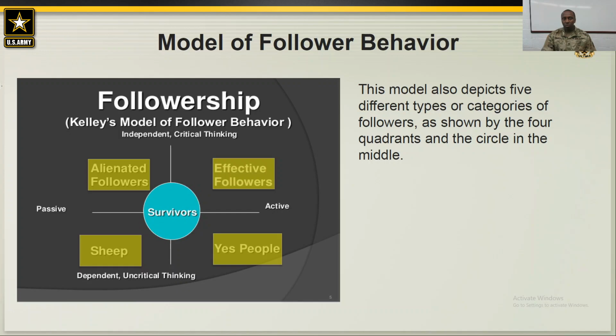The model also depicts 5 different categories of followers, as shown by the 4 quadrants and the circle in the middle. These categories are effective followers, alienated followers, sheep, yes people, and survivors. The following examples will help you clarify the differences between the types.